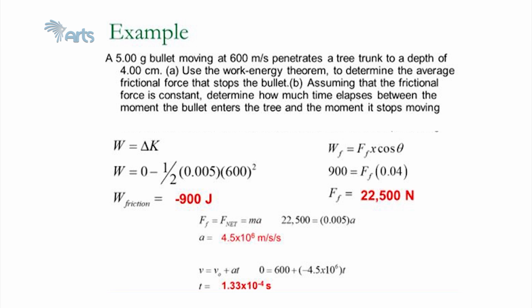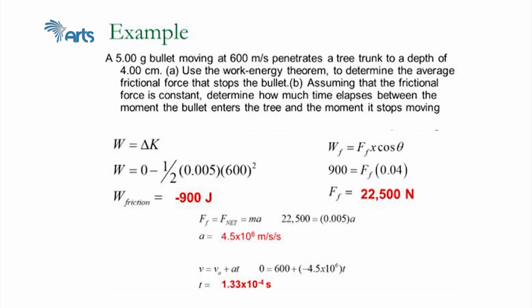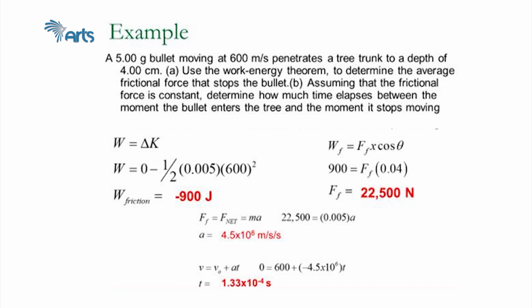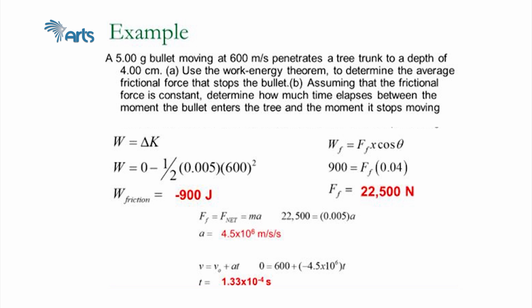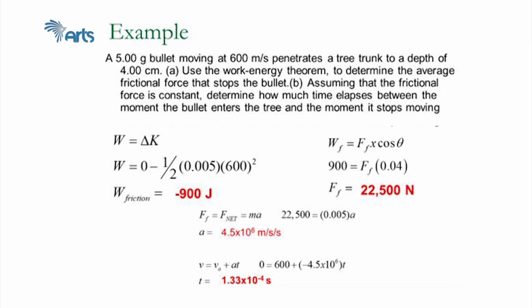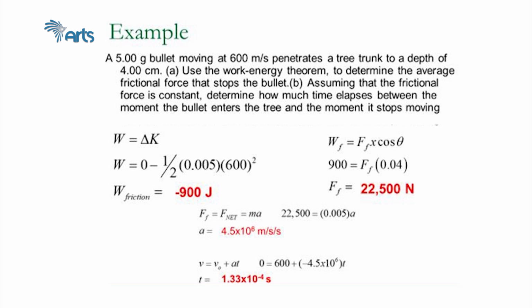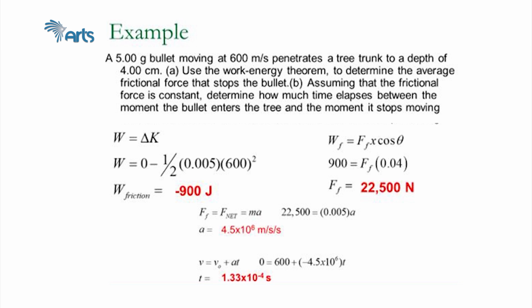When you look at the second question, we are asked to calculate the time elapsed between the moment the bullet enters the tree and the moment it stops moving. So we know this frictional force, the only force acting on the bullet is this one, and it is the same as the net force and equal to mass times acceleration. So since you know the mass of the bullet, you can calculate the acceleration, and it will be the same as 4.5 times 10 to the power of 6 meter per second squared.